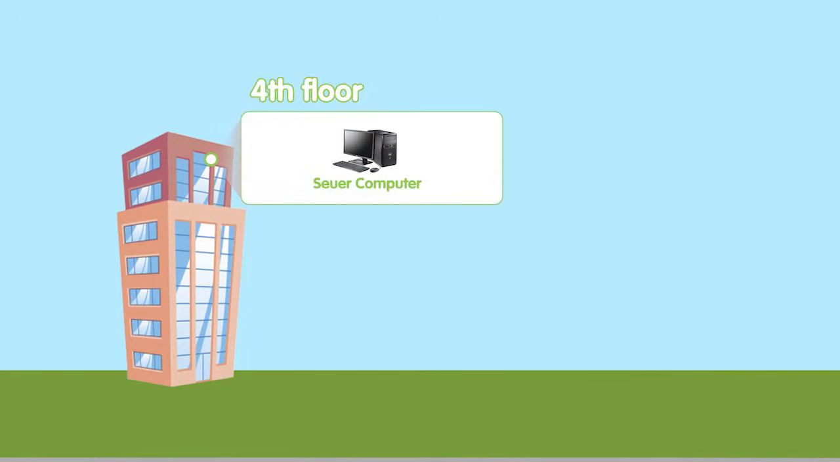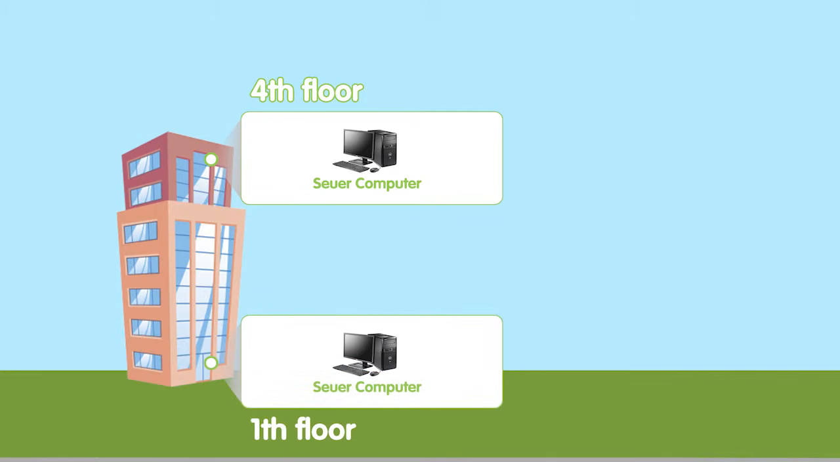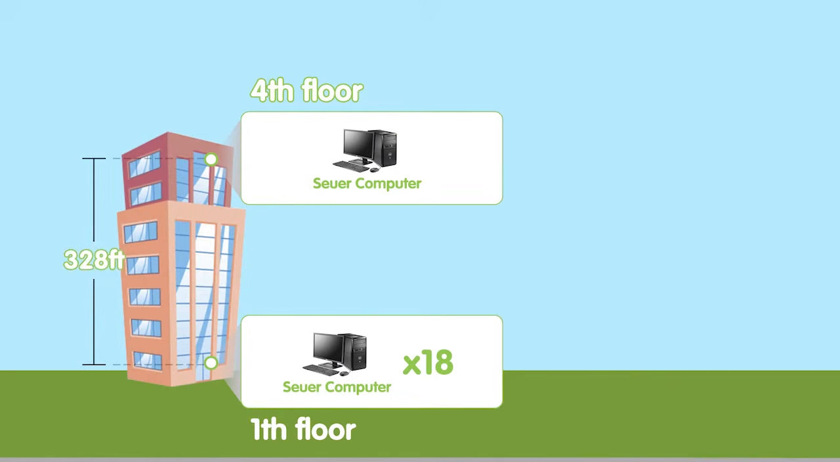So today we received a case from one of our customers, and let's see what happened to him. Our customer has an office with a server computer there on the 4th floor of a building. Now he's looking to expand his business, so he opened another office on the ground floor in the same building. He's planning to add 18 computers there. However, the distance between the ground floor and the 4th floor is more than 100 meters.